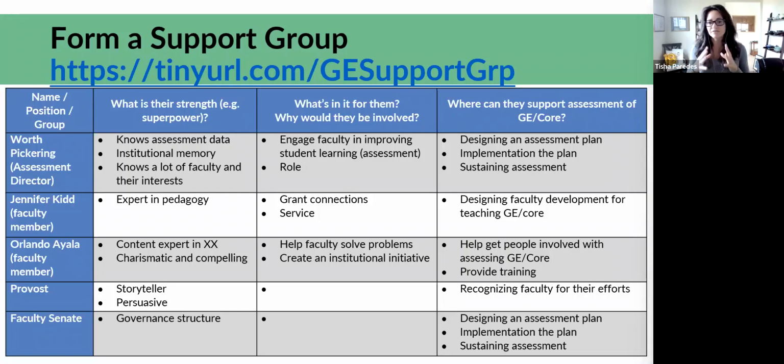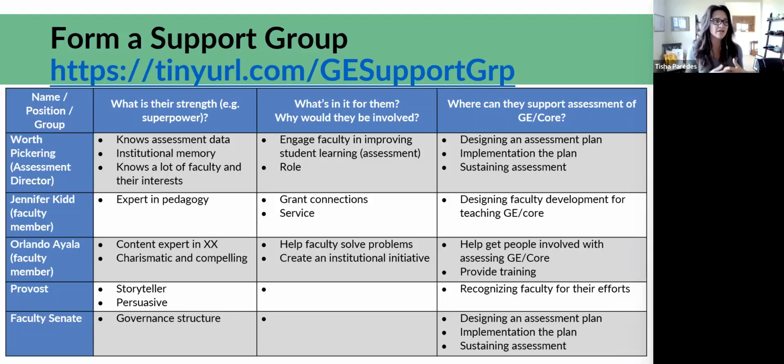But I love to think about, and I bet Cameron did this, but maybe not as detailed, who can I get to help me? Why would they help? What is their superpower? In other words, what can they do to help assess gen ed or move the assessment of gen ed forward? And then what is their role? That last column, where can they support the assessment of gen ed? So these may or may not be real people, but you can see how this could go, and this could help your brainstorming session.